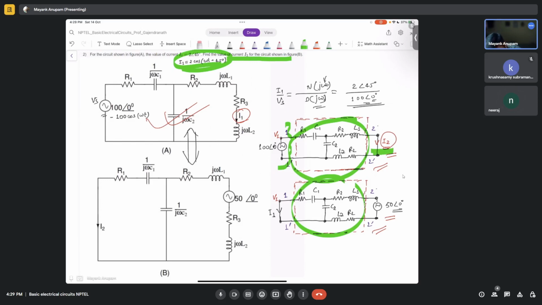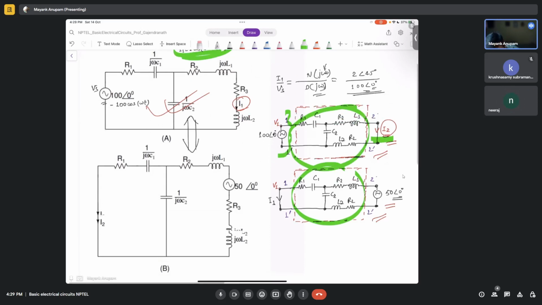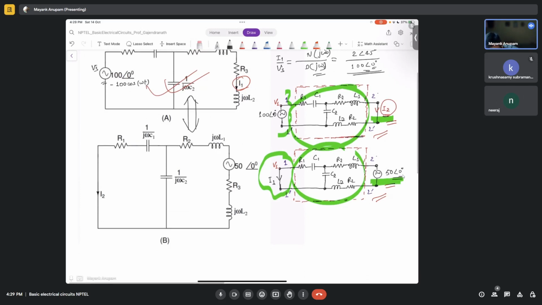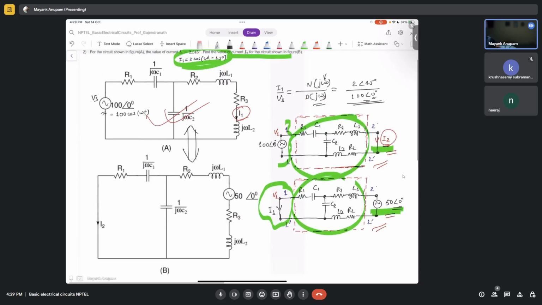Now, in the second case, I simply reversed it. I have now applied a voltage source at the second port, and I'm trying to observe the short circuit current at the first port, isn't it? So the relationship I know. Since this is a reciprocal network, we know that the short circuit current observed at port 2 because of the applied voltage at port 1 is what?